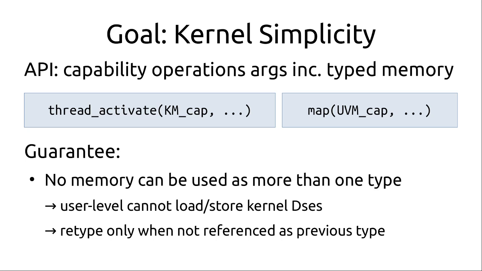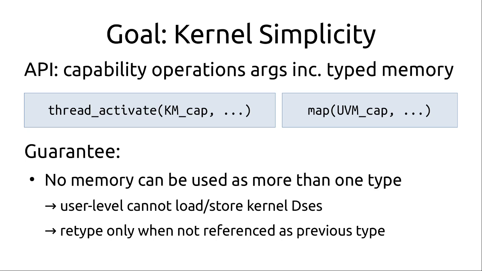Correspondingly, if we have a piece of memory that has been typed as user-level virtual memory, we can pass in its capability, which is essentially just an address, and map it up into a page table. So that allows us to actually create memory accessible from components. So very simple APIs to actually use these pieces of kernel and user-level virtual memory.